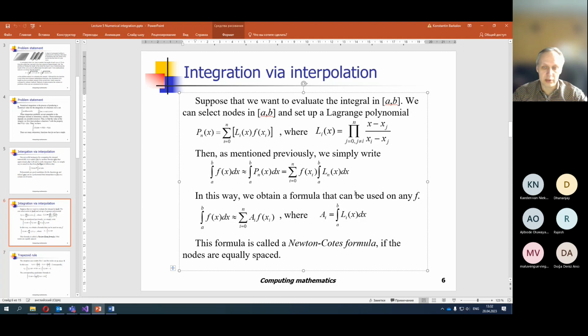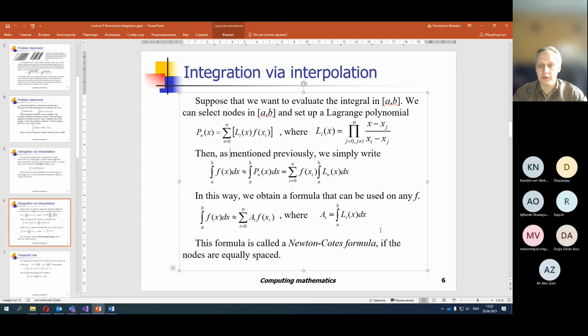We can find them only once. We can find the integral from a to b Li of x dx. This formula is called a Newton-Cotes formula if the nodes are equally spaced.